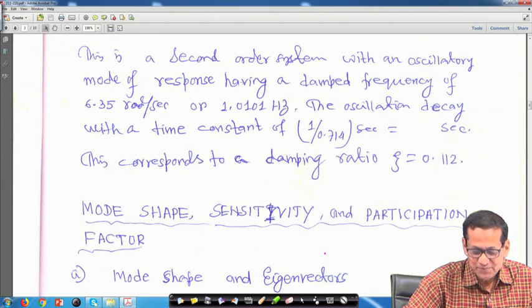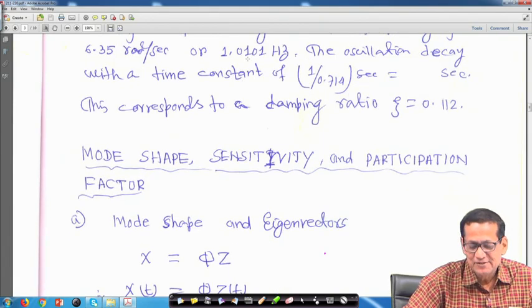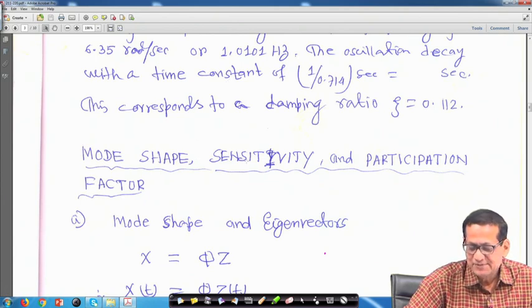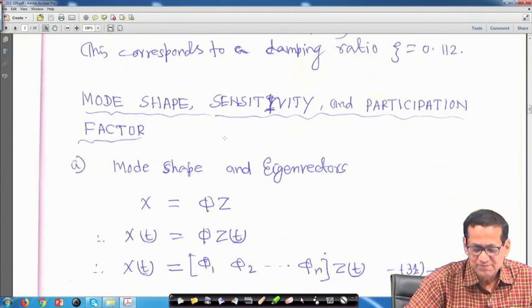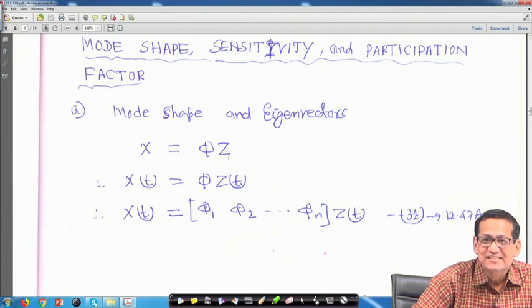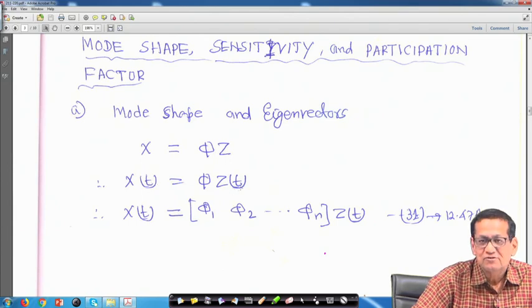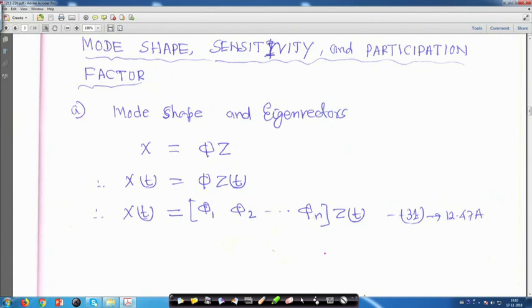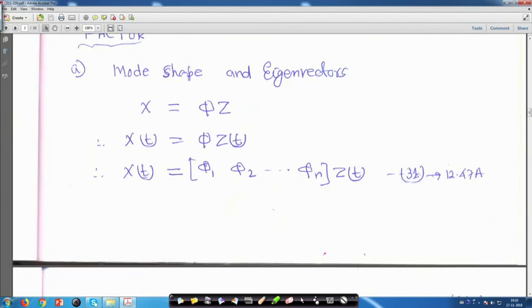Next is mode shape sensitivity. This is an example; I will take some other example. Mode shape sensitivity and participation factor. Now, mode shape and eigenvector. Suppose x is equal to phi z, right. Earlier also we have taken it like this. Now, therefore, we can write x(t) is equal to phi into z(t). So, x(t) is equal to phi 1 phi 2 up to phi n times z(t). This is equation 31, right.